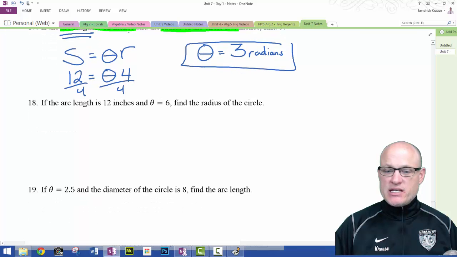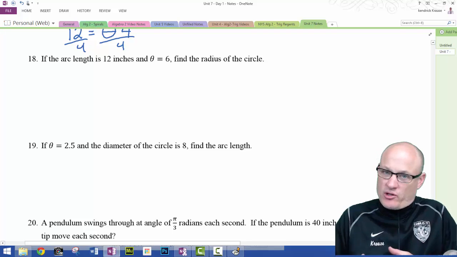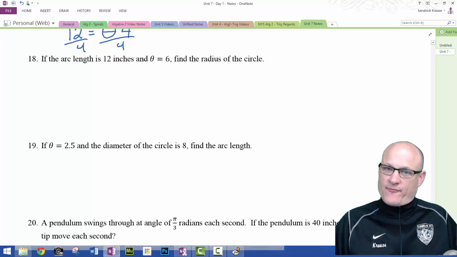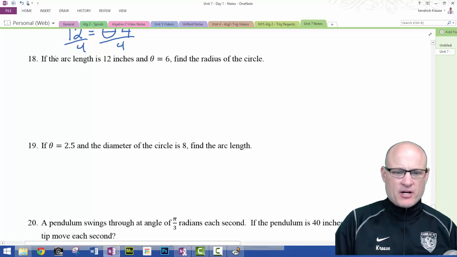It's easy when I do it. It's easy when I just have you do simple little things. It gets much more difficult later on. And stay with me, because I think one of these problems is a little bit trickier.